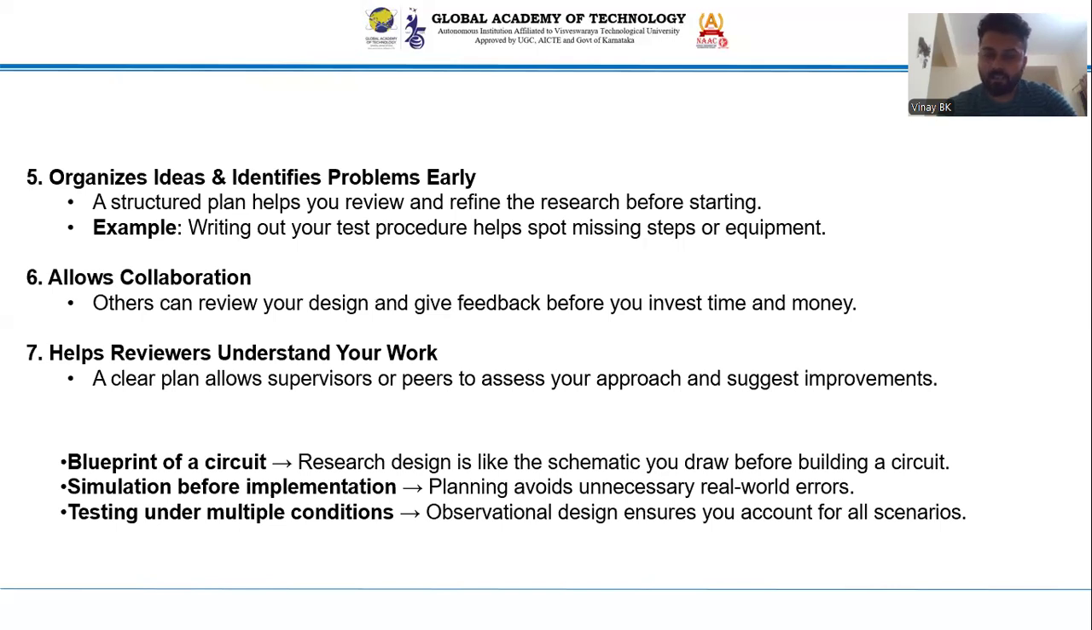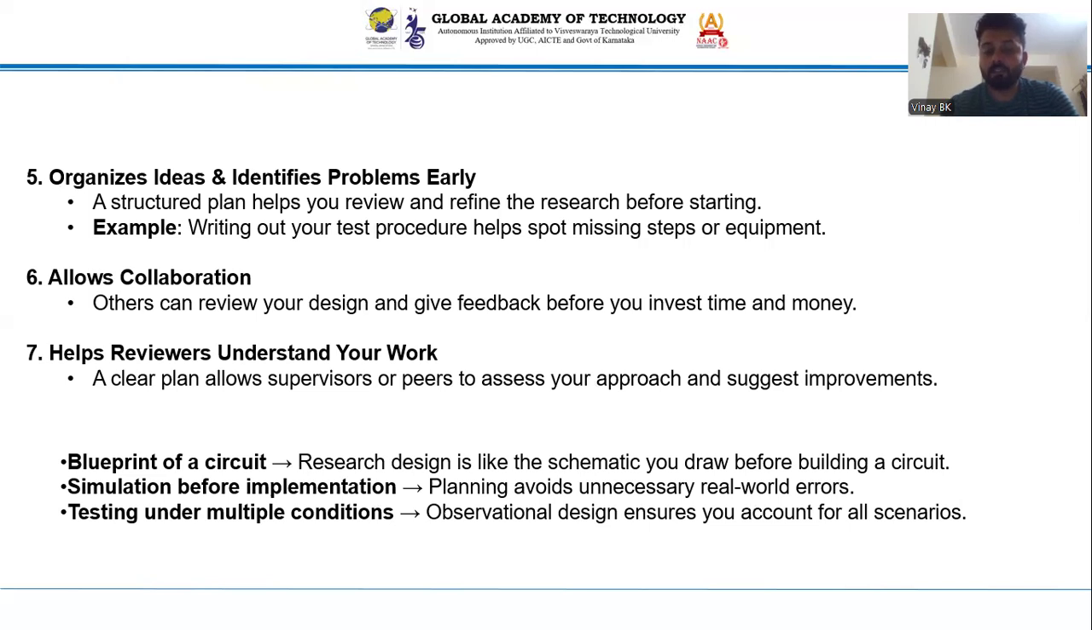And the need of research design also is that it allows collaboration. Others can review your research design and give feedback before you invest time and money, and it helps reviewers understand your work. The important thing is whatever the research problem you defined, whatever the research you are doing, the reviewer should understand what you are doing, so that a clear plan allows supervisors or peers to assess your approach and suggest improvements.